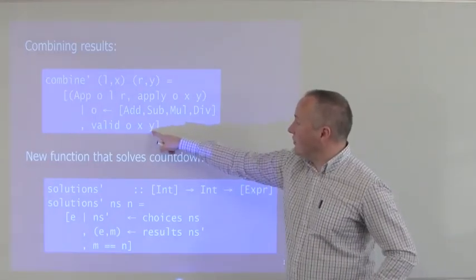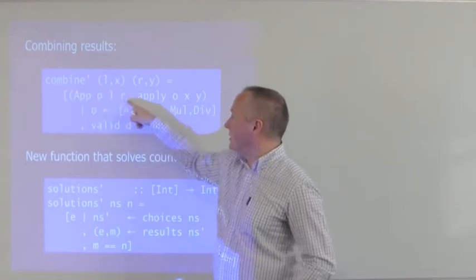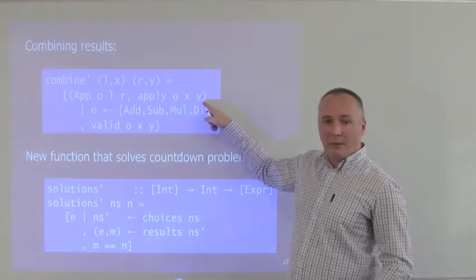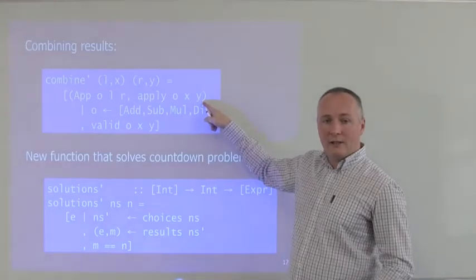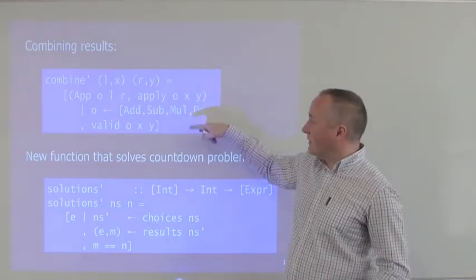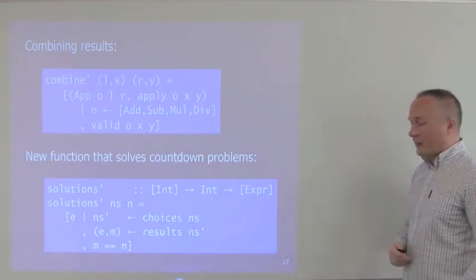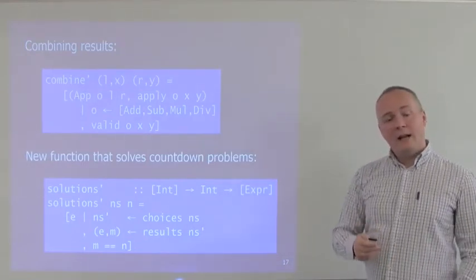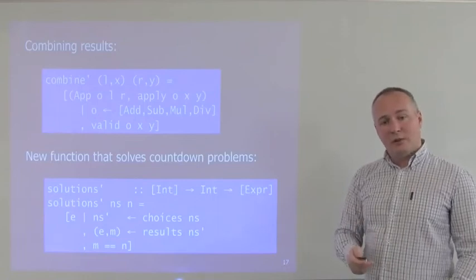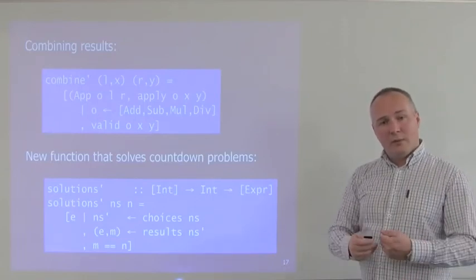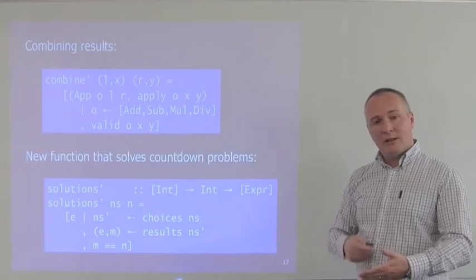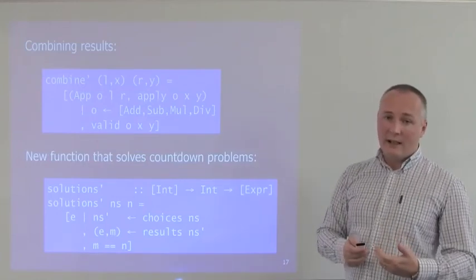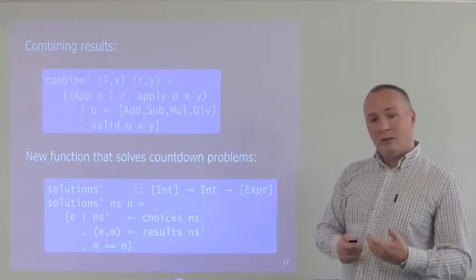If this returns true, we will package up the two expressions with the operator and we will apply our application function to calculate the resulting integer. Okay, so this is doing a couple of things at the same time. So putting all this together now, we have a new countdown problem solver which works by not generating all possible expressions and then testing them. It's fused together the process of generating and testing into this new function called results.